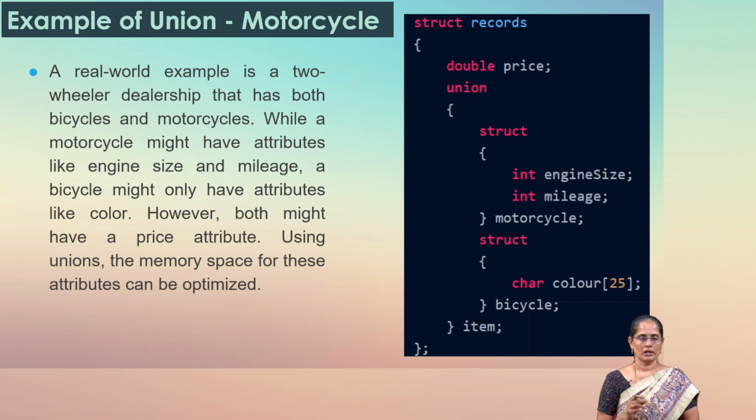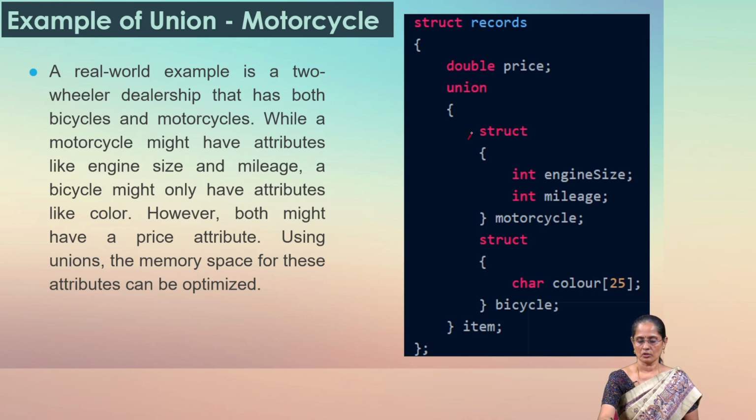We will take some real world example of a motorcycle. There is a two-wheeler dealership that has both bicycles and motorcycles. While a motorcycle might have attributes like engine size and mileage, a bicycle might not have those attributes and can have only attributes like color. However, both might have a price attribute. So, using unions, the memory space for these attributes can be optimized. So, how could that be done?